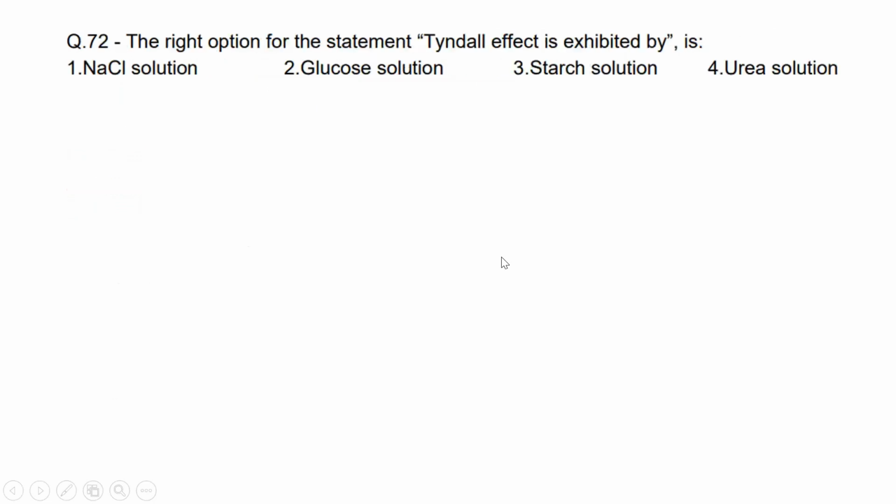Next question number 72. The right option for the statement: the Tyndall effect is exhibited by. That is exhibited by colloidal solutions. Among the given, sodium chloride is a true solution, glucose solution is also a true solution, and urea solution is also a true solution. Starch solution is not a true solution, that is a colloidal solution. So that shows the Tyndall effect. So option 3.